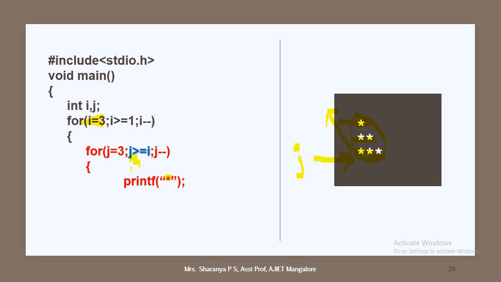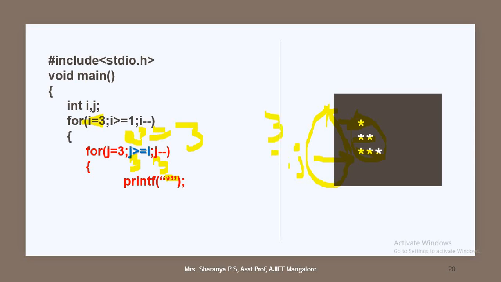J will be 3 and greater than or equal to 3. The condition is true and the star will be printed 1 time for the first time. And then the j value will be decremented. Now it checks whether 2 is greater than or equal to 3. The condition is false. Here, rather than mentioning the control to point here and there, we have changed the way how it is displaying the index value.